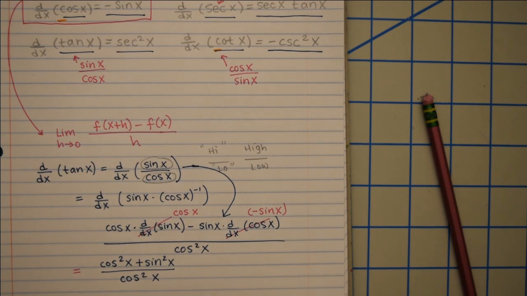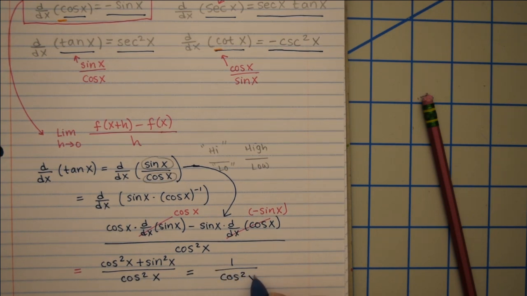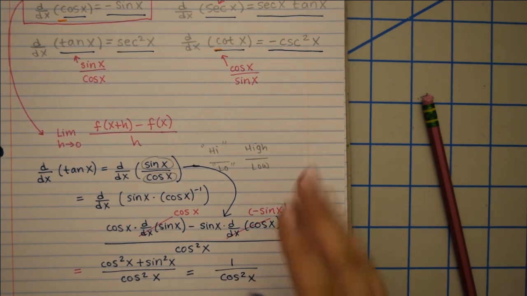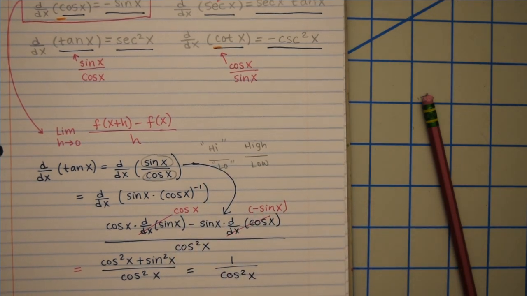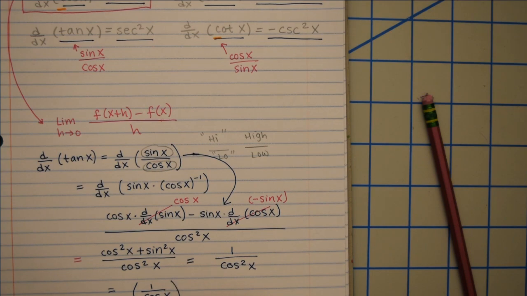And then cosine squared x plus sine squared x, that is a trigonometric identity, and that equals 1 over cosine squared x. Oh, it's so beautiful. This mess just simplifies down to 1 over cosine squared x, which is 1 over cosine x, all squared.